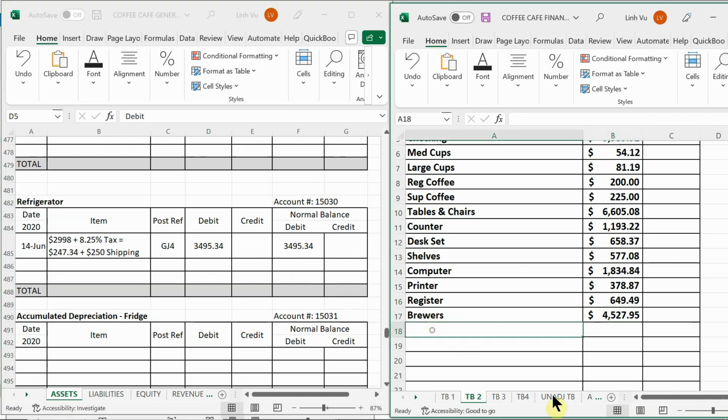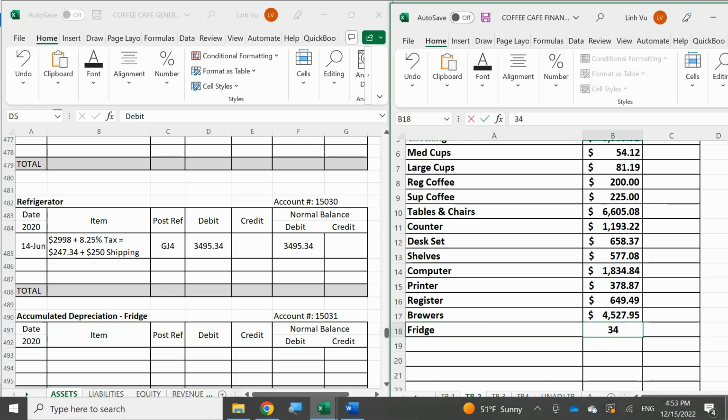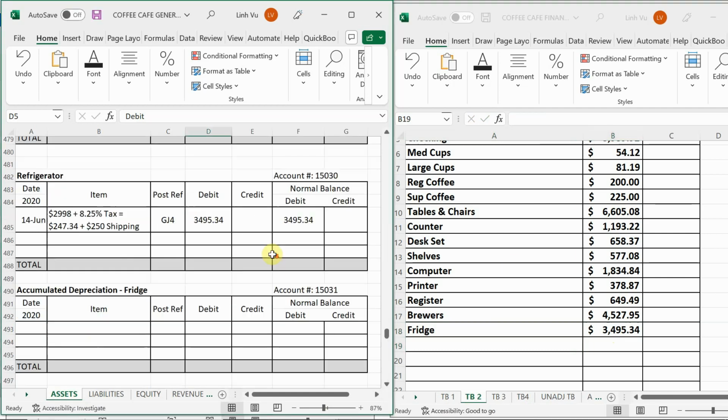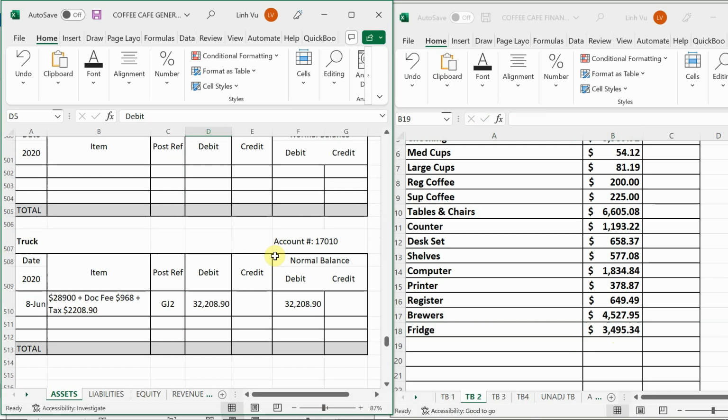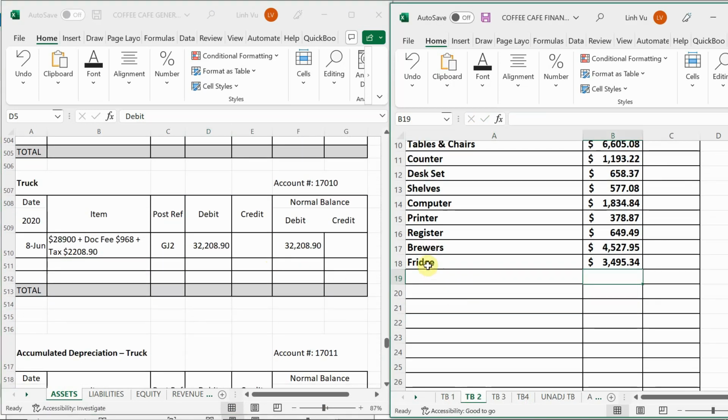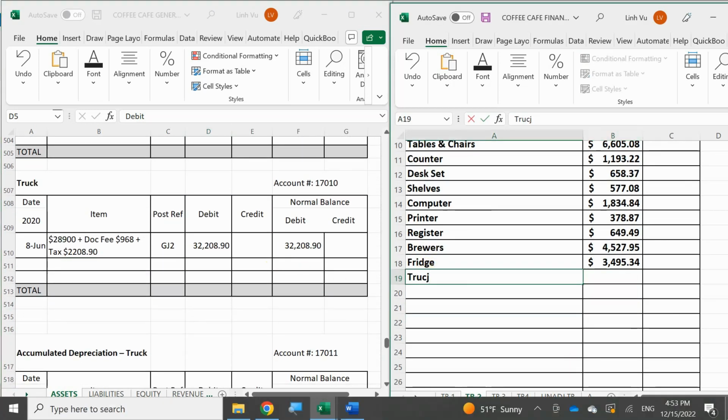We have our fridge, okay, that we bought, right? We recently acquired it. We recently received it on the 13th. So here, $3,495.34 on the debit side, okay? And then let's see, vehicles. Yes, we finally got our truck, right? We got our truck for $32,208.90 on the debit side.